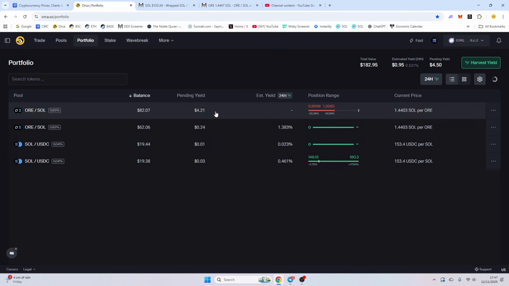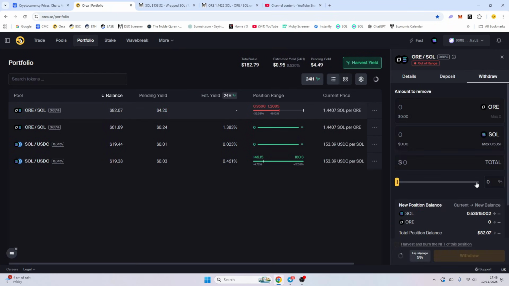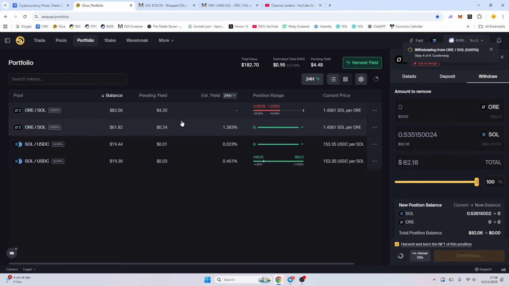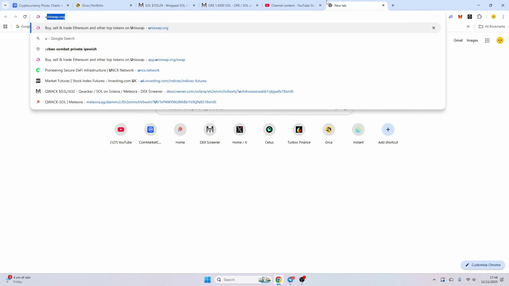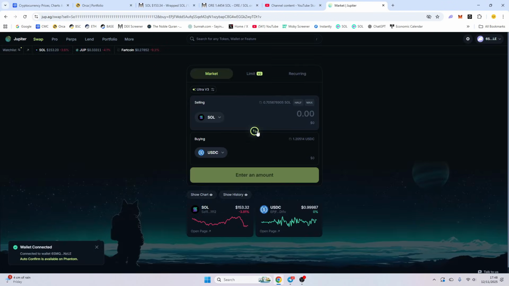So what I'm probably going to do is sell all this asset, keep some, and maybe adjust a larger range and hold it a bit longer term. So we're going to take this out and we are going to sell it. Now we don't want to sell everything, obviously, we want to keep some. And what we want to do is sell half.